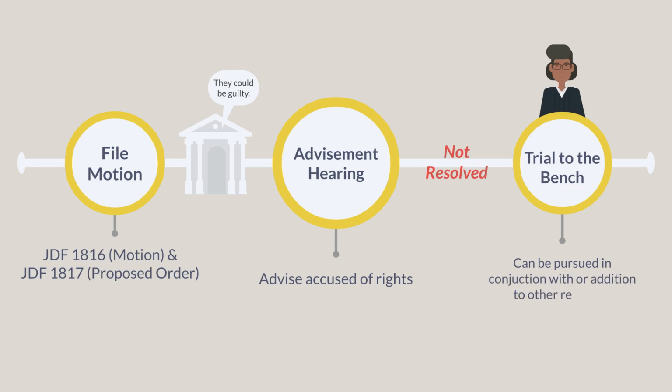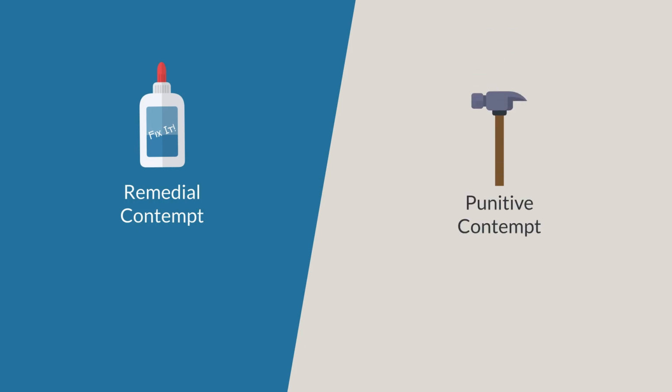And the thing to know is contempt can be pursued in conjunction with or in addition to other remedies. You just can't double up on getting the same remedy twice, so you can't get a windfall because the other person isn't complying with the order. There are two kinds of contempt. There's remedial contempt and punitive contempt. Remedial contempt is the problem-solving side. So what's it going to take to remedy this problem?